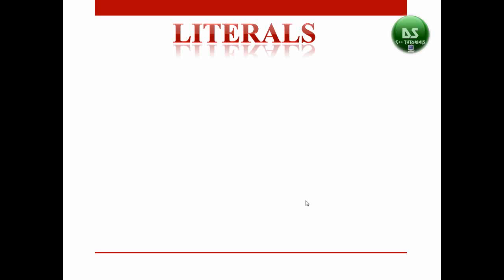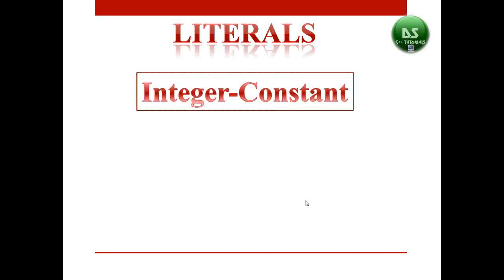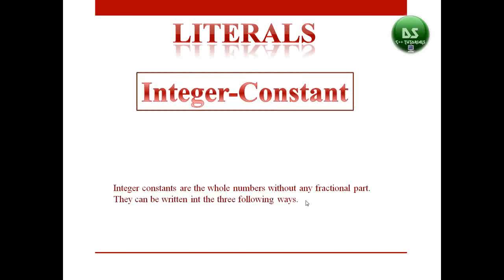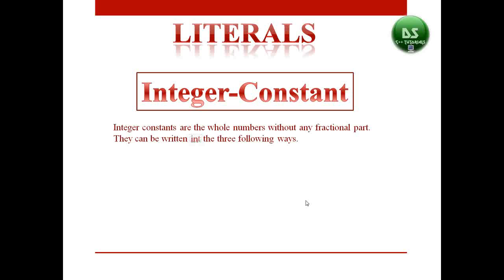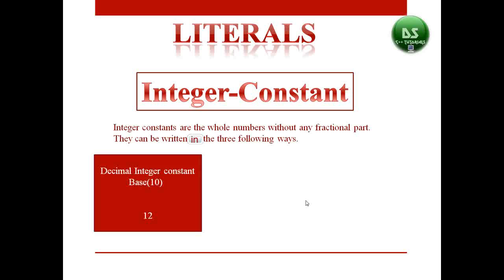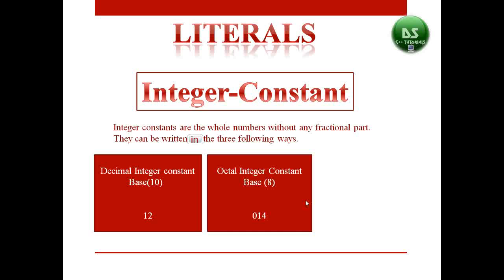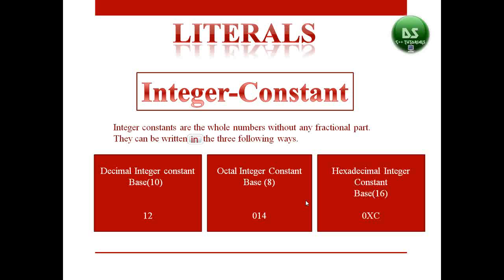Now the literals. What are literals? Literals are basically of four types. First, they are integer constants. Integer constants are whole numbers without any fractional part. They can be written in the three following ways: decimal integer constants, which are to the base 10, octal integer constants, that are to the base 8, and hexadecimal integer constants, that are to the base 16.